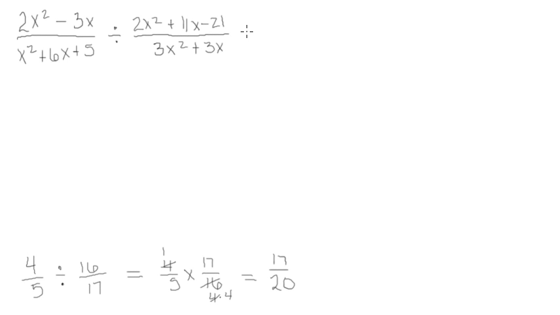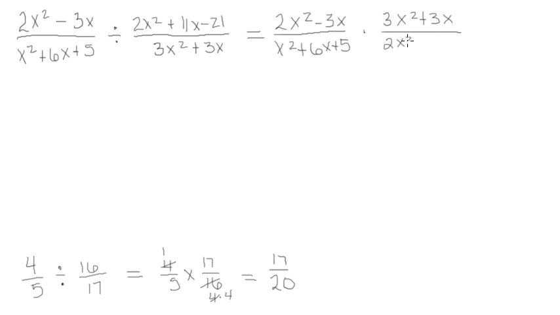So doing the exact same steps with the algebraic fractions. I keep my first fraction exactly like it is, and give me a moment to rewrite here. I need to flip my second fraction, so I make this multiplication by the opposite. So 3x squared plus 3x goes in the numerator, and this time in the denominator I have the 2x squared plus 11x minus 21.